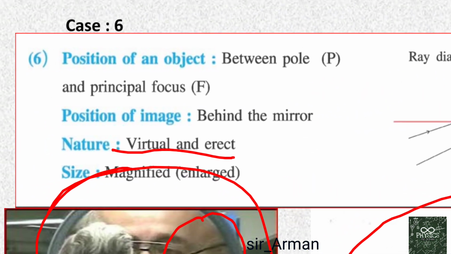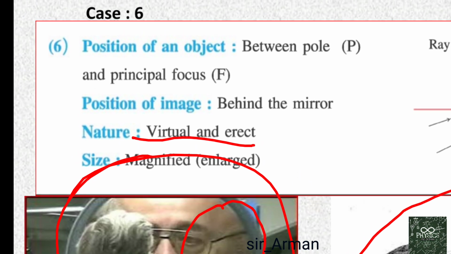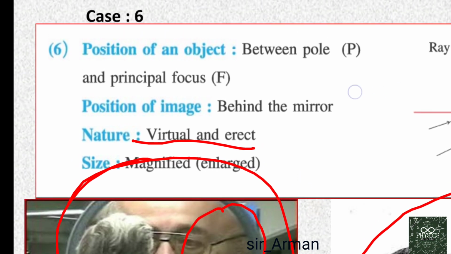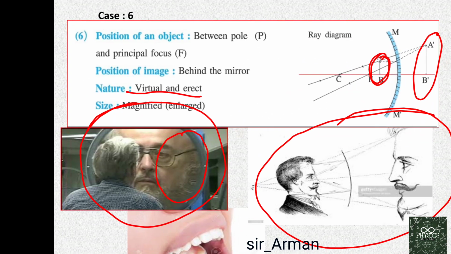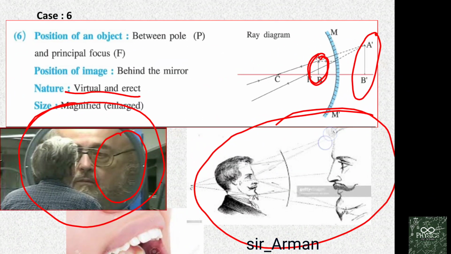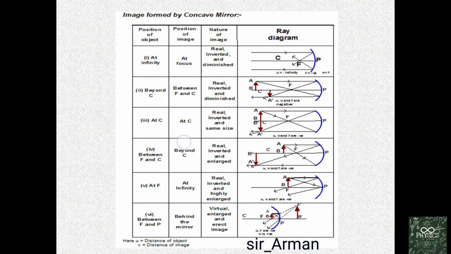Virtual because it is obtained behind the mirror, and erect because it is straight, it is upright compared to the object, and also it is magnified. So the size of the image is magnified, and it is obtained behind the mirror. So this is all about all the cases. In the next slide you can see all these ray diagrams together. So let's have a summary of this.